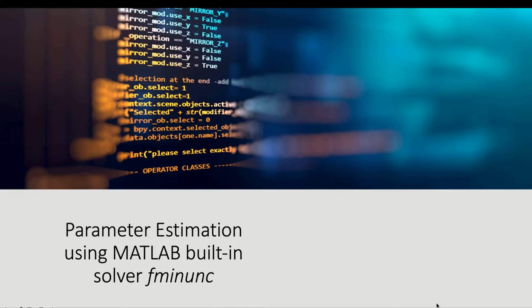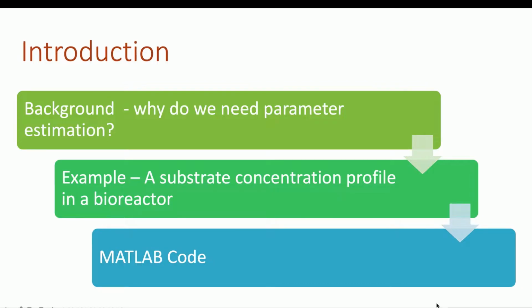Hello and welcome to this short presentation on parameter estimation using MATLAB built-in solver fminunc, or fmin unconstrained optimization. We'll begin with a background. Why do we need parameter estimation? We'll move on to an example looking at the substrate concentration profile in a bioreactor. And then we'll move on to how to solve this problem using MATLAB code.